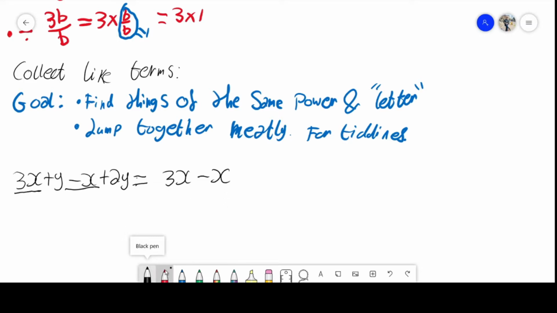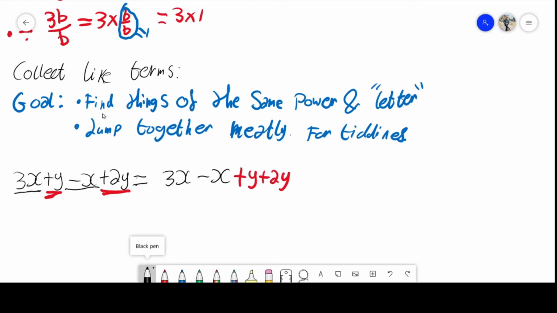And now I'm going to look for everything that has a y in it, because that's the only other thing I found which exists in this expression. So I have a positive y and a positive 2y. And so let's include that. So I have plus y plus 2y. And I've now changed the colors as well, so that we can see even more profoundly the differences between them.